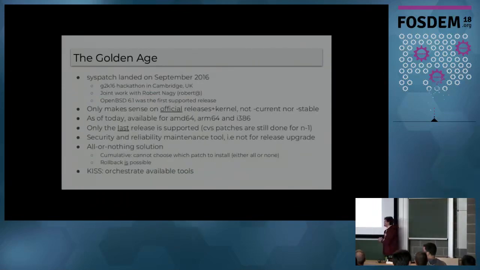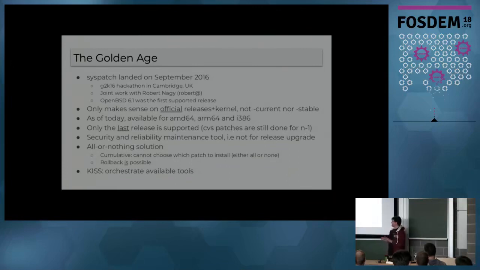So now, the situation today. syspatch landed in OpenBSD in September 2016. It was the result of a hackathon in Cambridge, and it's joint work between Robert Nagy and myself. The first supported release was OpenBSD 6.1, which is the previous release, since we're at 6.2 today.